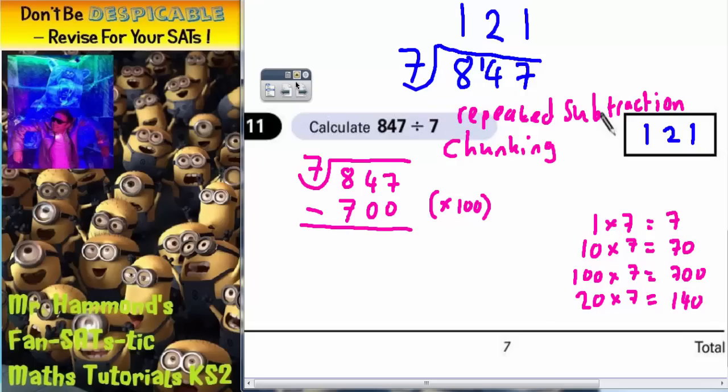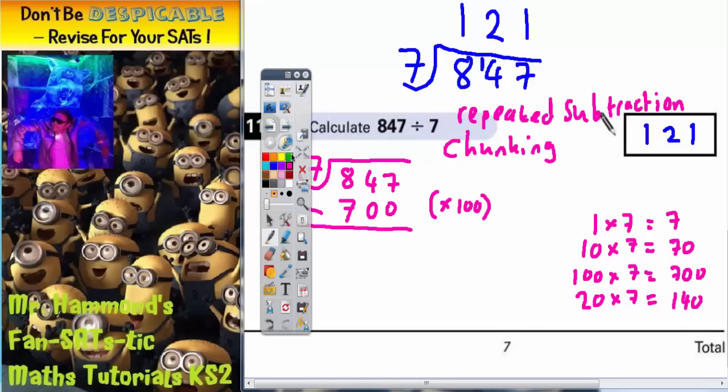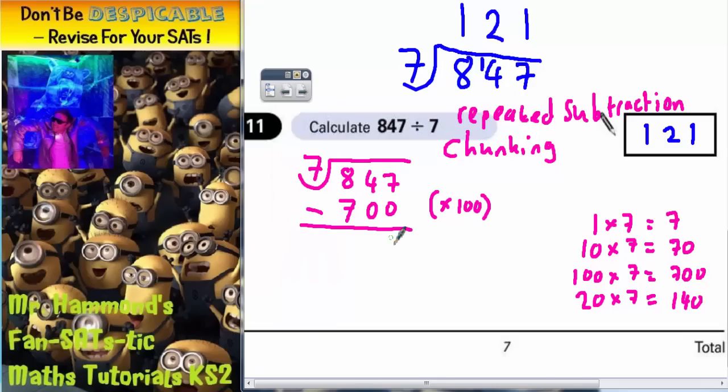So let's see what we get when we take off 100 lots of 7. Well, 7 take away 0 is 7. 4 take away 0 is 4. 8 take away 7 is 1. So straight away we're down to 147. So what can we take off now? Well, we've already said that 10 7s are 70 and 20 7s are 140. Well, we could take off either of those two because both 70 and 140 are less than 147. So let's, for example, take off 10 7s. It doesn't matter which way you do it. We're going to take off 10 7s. 10 7s is 70.